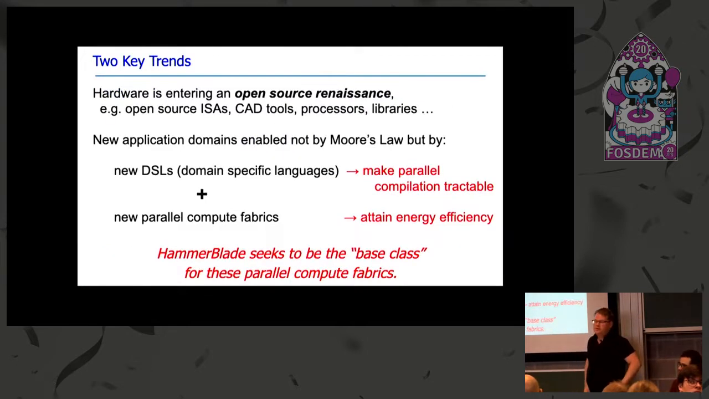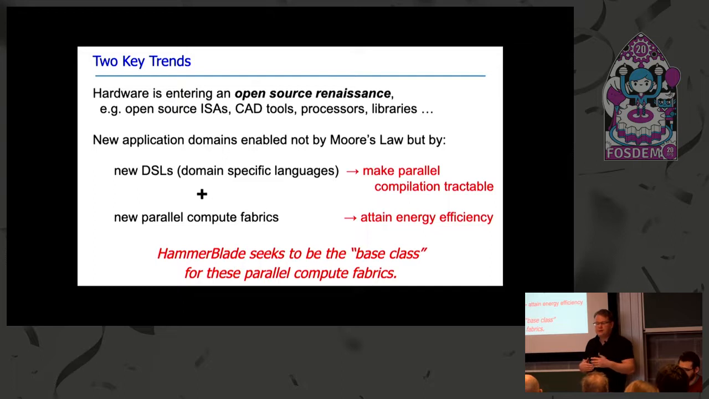So for motivation, especially in this room, we're experiencing this open source renaissance, right? We have open source ISAs, open source CAD tools, open source processors, open source libraries and RTL. And so I think we're going to see enormous transformation in the industry because of all this open source stuff in hardware that we're doing.